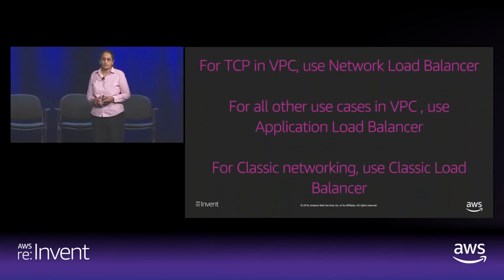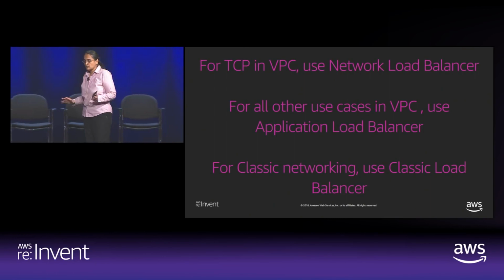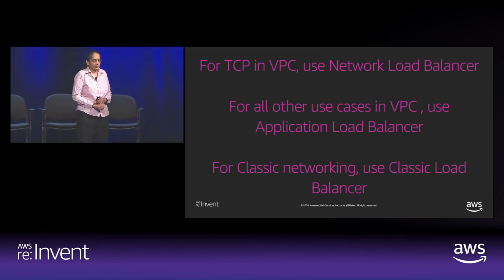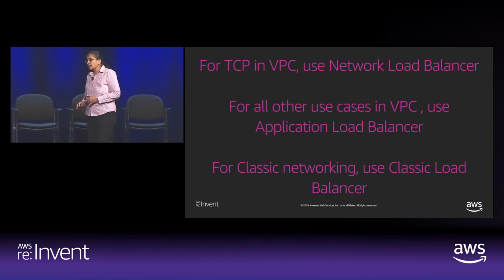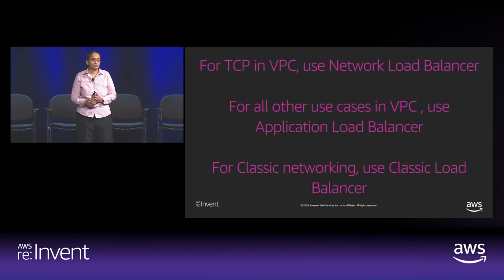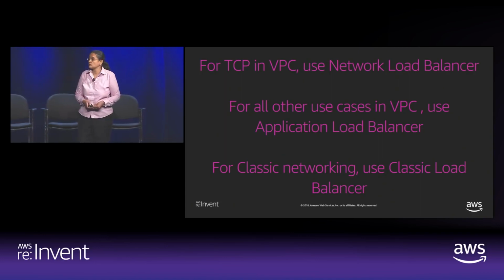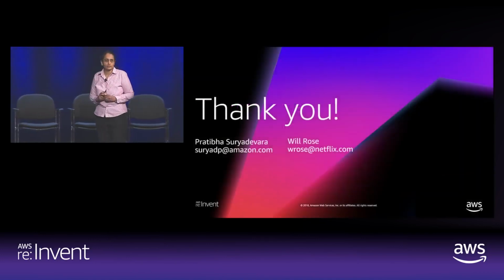Just to summarize, for TCP loads, use the network load balancer. For all other layer 7, use the application load balancer. And continue to use the classic load balancer if you have classic link or classic workloads, but we recommend you migrate to a network load balancer or an application load balancer.